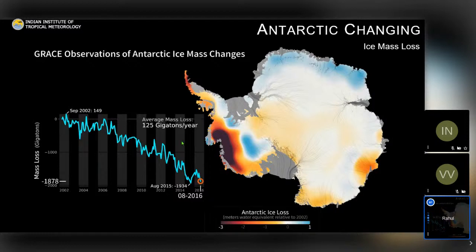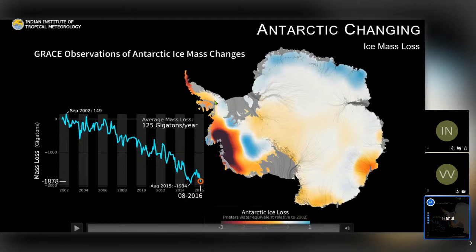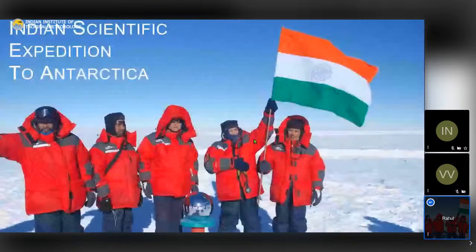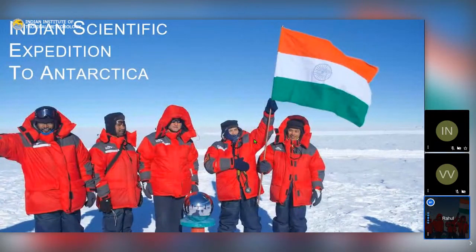So what is this mass loss doing? We are losing a lot of shelf area, and that you all read. You have read about the Larsen B, Larsen C shelf getting detached. This is the iceberg calving from the shelf areas. Shelf areas, remember, are floating. But this is a big one, that is D28 in September 2019, the size of Greater London, away from Antarctica into the Southern Ocean.